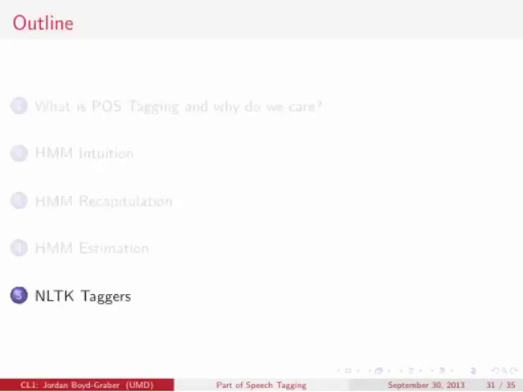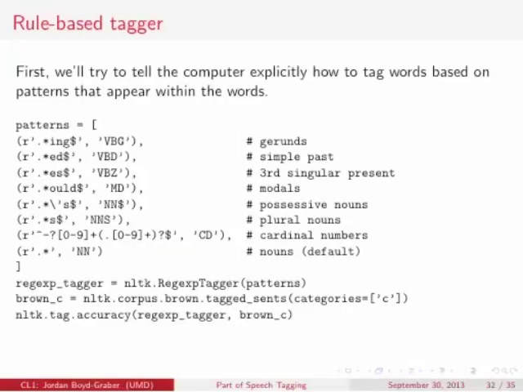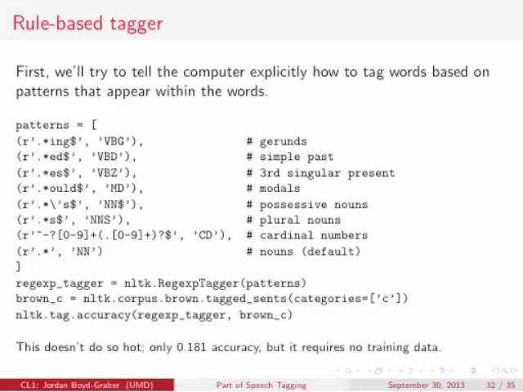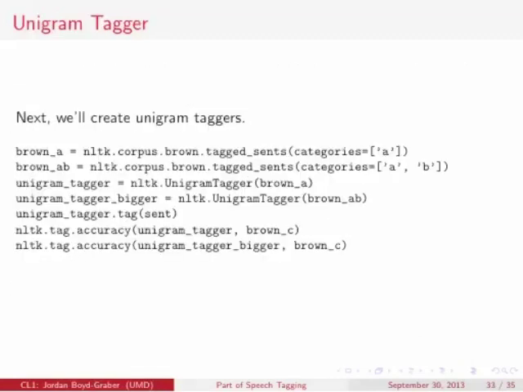The last thing that I want to talk about is using some simpler taggers in NLTK. So one of the first things that you can do is just write a rule-based tagger. And so you can write regular expressions, and if the regular expression matches a word, you can say which part of speech should be applied. And if you apply this to the Brown corpus and ask it to compute the accuracy, you don't do so well. You get 0.18 accuracy.